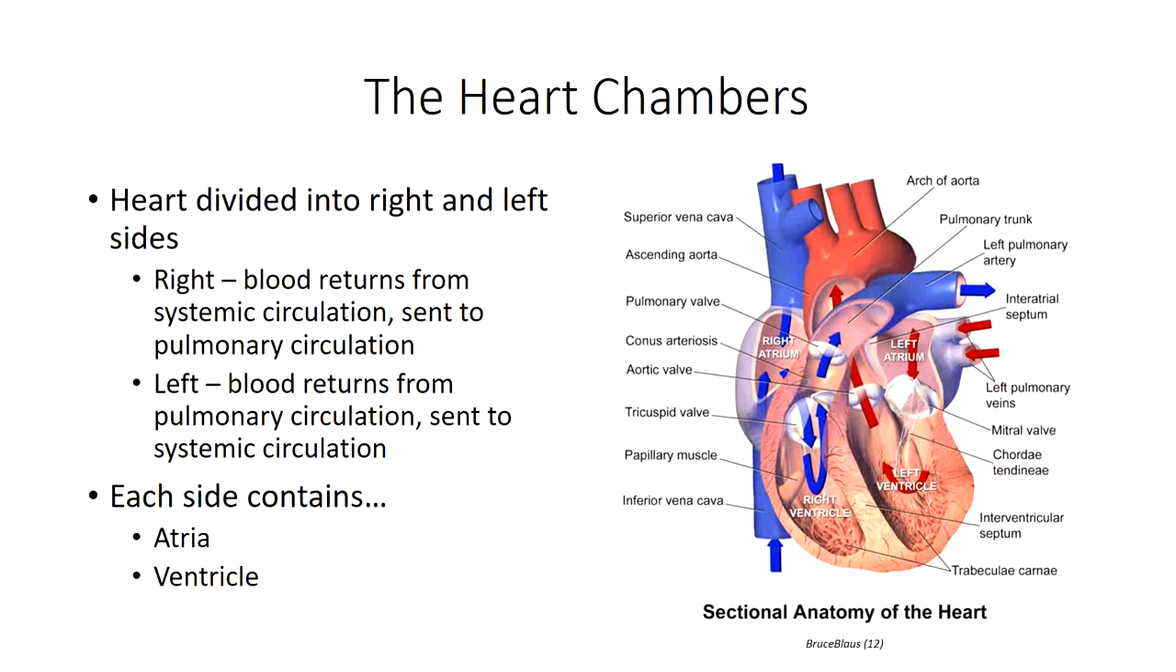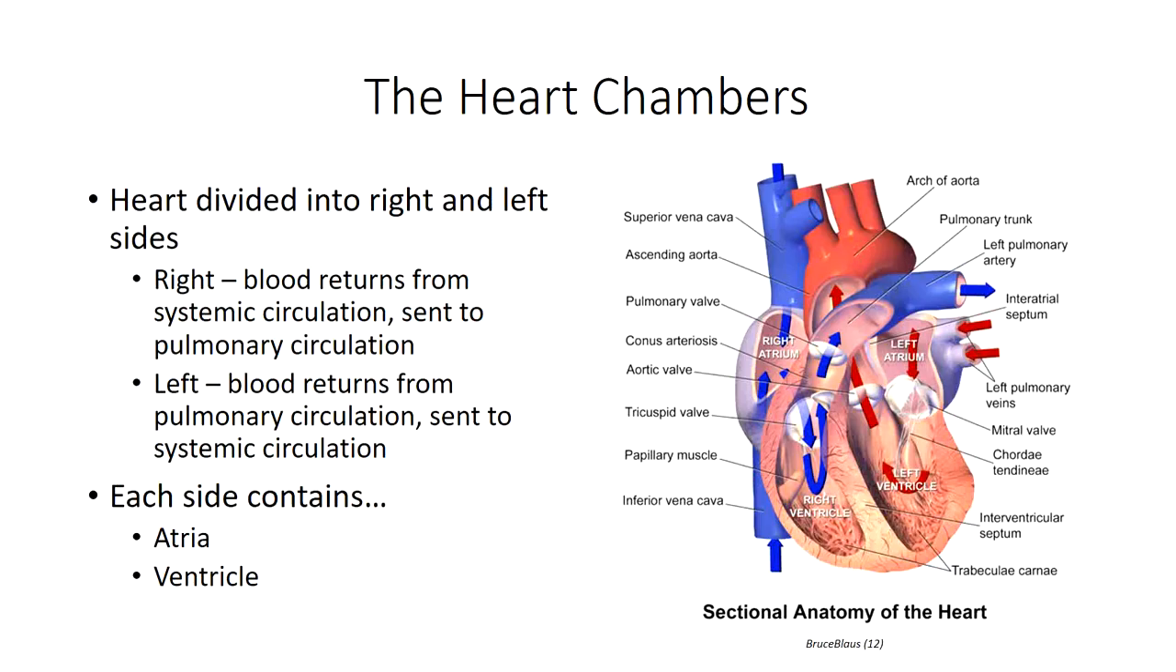We're going to focus our attention now on the heart chambers. To help with conceptualization, the heart can be divided into left and right sides. The right side of the heart receives a venous return from systemic circulation and pushes it out to the pulmonary circuit. The left side is the opposite, receiving blood from the pulmonary circuit and pushing it back out to the systemic circuit. On each side, we have an atrium and a ventricle.